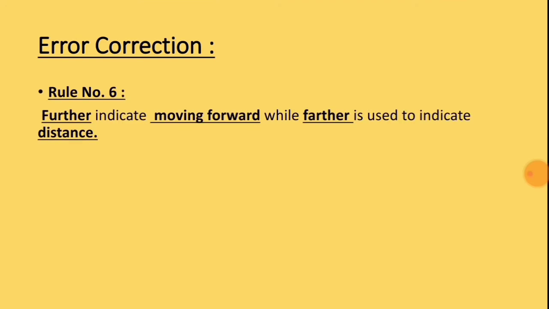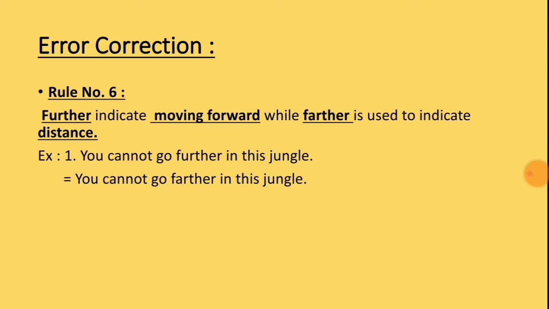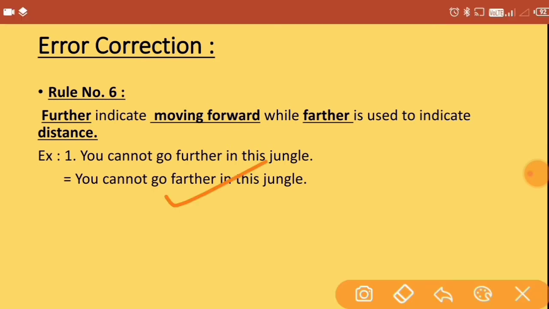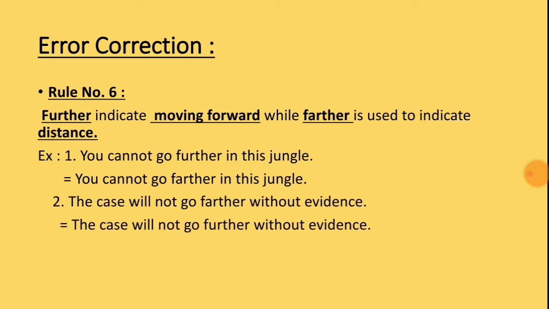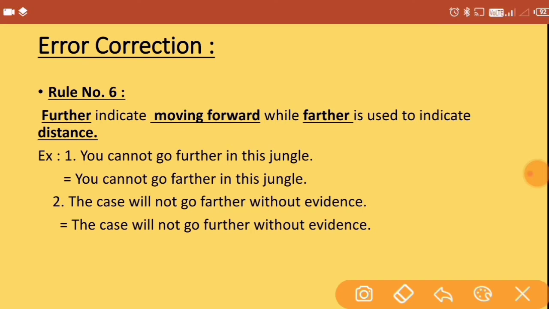Rule number 6. Farther indicates distance, while further indicates moving forward. Look at the examples. You cannot go further this jungle. It will be farther because the sentence speaks about distance. Next, here in the second sentence, it is further, not farther, because it does not speak about distance but speaks about moving forward.